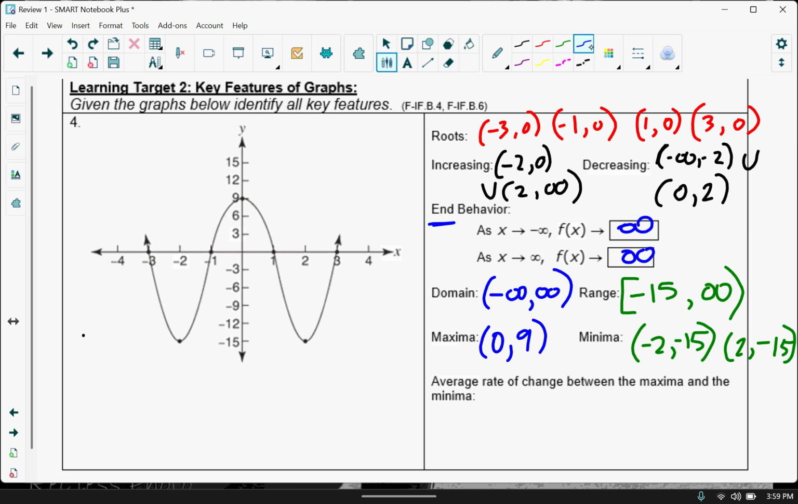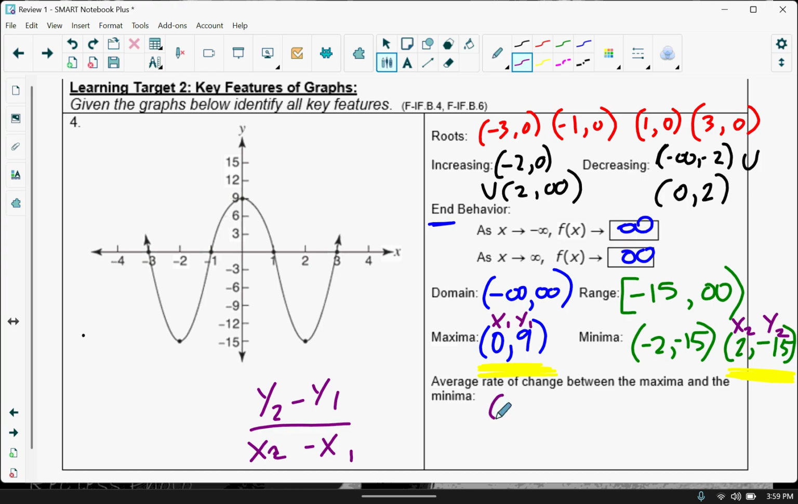If the test has 2 maximums or 2 minimums, we'll have both answers, so you don't have to really worry about that. So what I'm going to do is I have to use the maximum because there's only one of them, and I'll pick the minimum that has the least amount of negatives. So I'll be using (2, -15) for the second one. Now, in order to do this, I have to label my points. So this is going to be x1 and y1 for (0, 9), and then x2 and y2 for (2, -15). The average rate of change formula is y2 minus y1 over x2 minus x1.